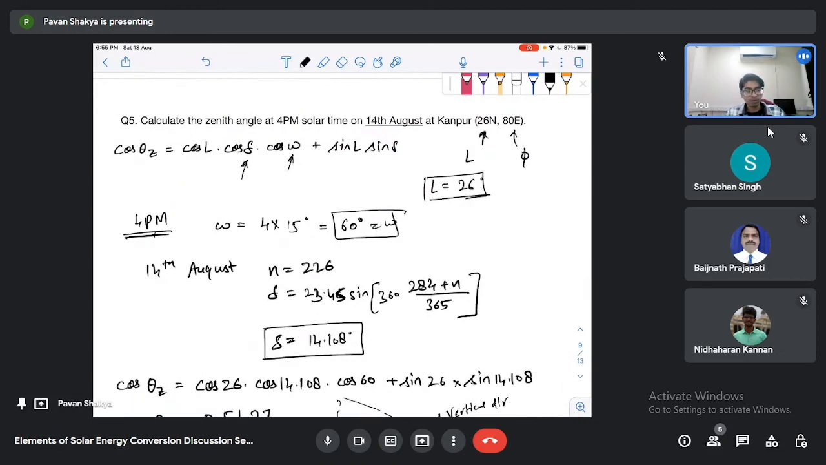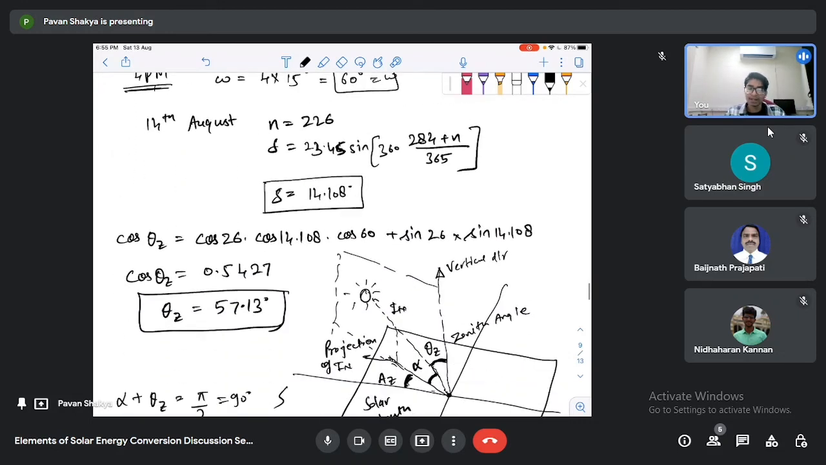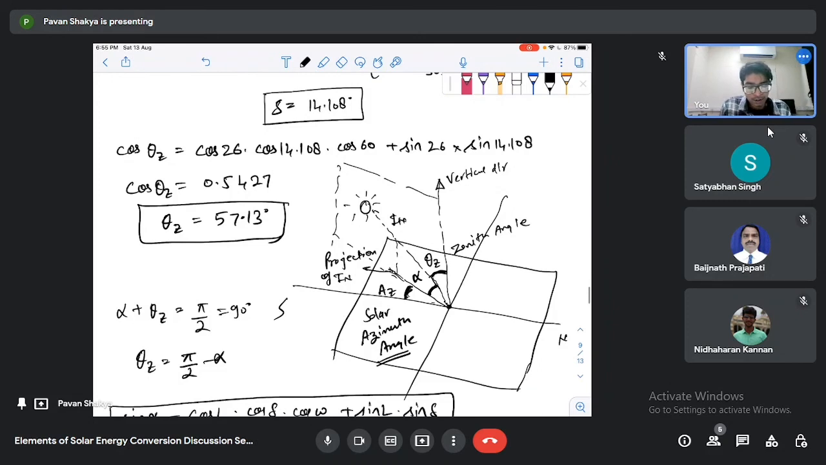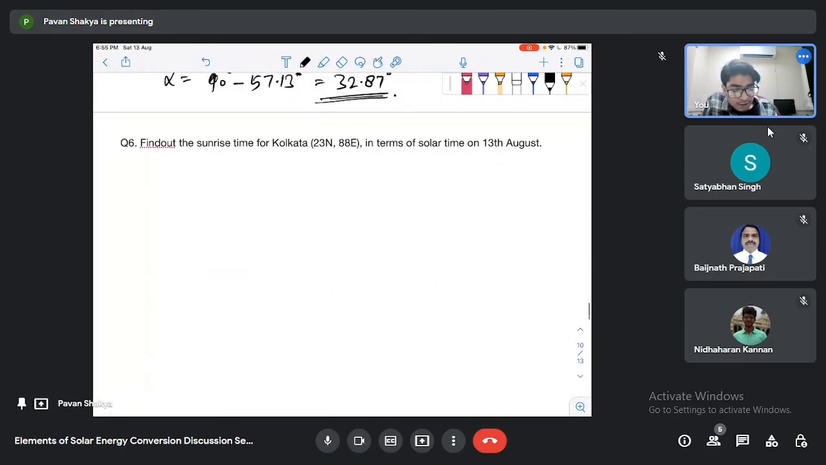Also I have shown you what the zenith angle and altitude angle mean in terms of latitude and longitude in the formula. Okay, so now coming to the next problem. The question asks: find out the sunrise time for Kolkata in terms of solar time on 13th August. The day is given, that is 13th August, and the sunrise time.